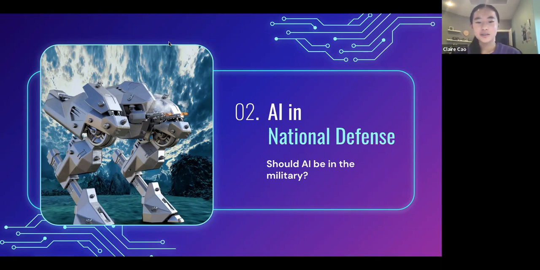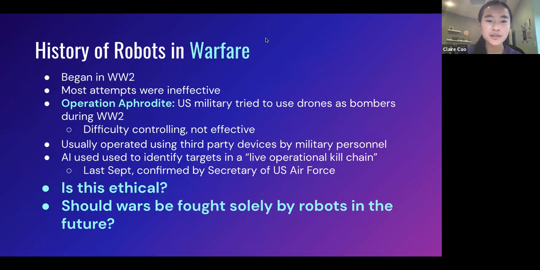Okay, so we can discuss this further later, but we're going to get into both sides of the argument because I think it's valid to see both perspectives. At the end, after you guys have learned about it a little more, we can discuss more about what you think. First, we're going to learn about the history of robots in warfare.